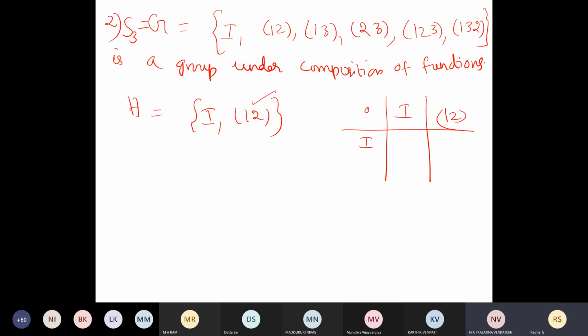So in S3, what are all the elements which are their own inverses? What are all the elements whose inverse is itself? (1 2), (1 3), and (2 3). So along with I, you can bring in either (1 2), (1 3) or (2 3). Any one of these three you can bring in, and now you can ensure it will form a group. I'll try to prove this is a subgroup now. It is a group and a subset, so it is a subgroup.